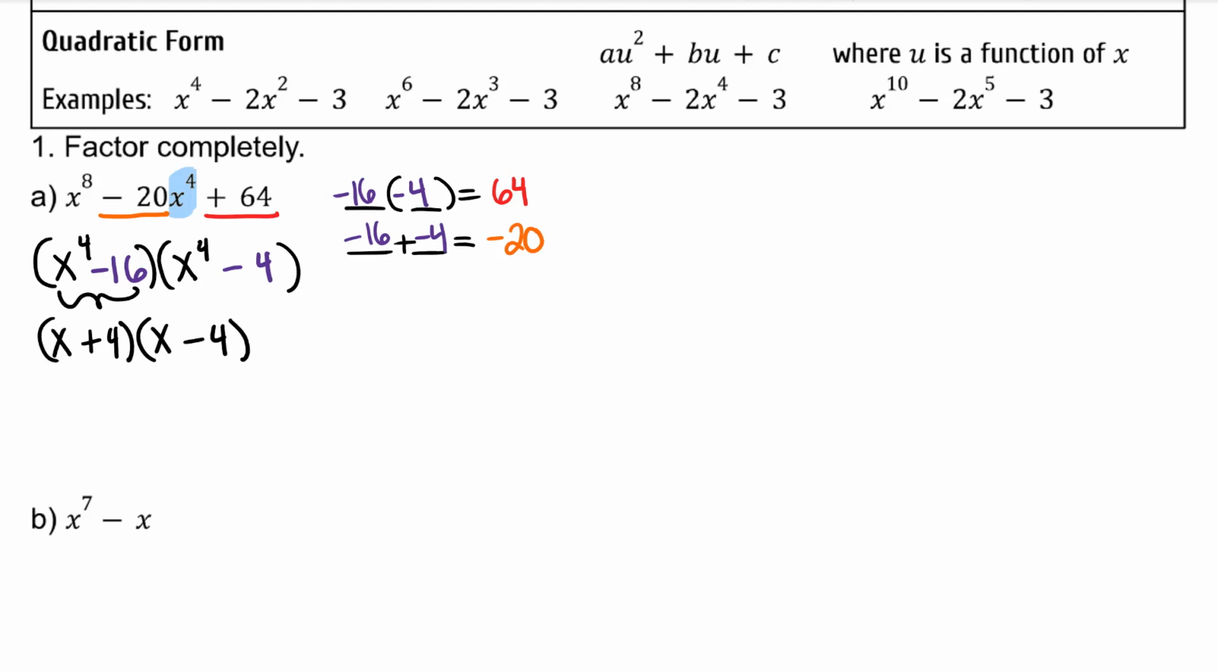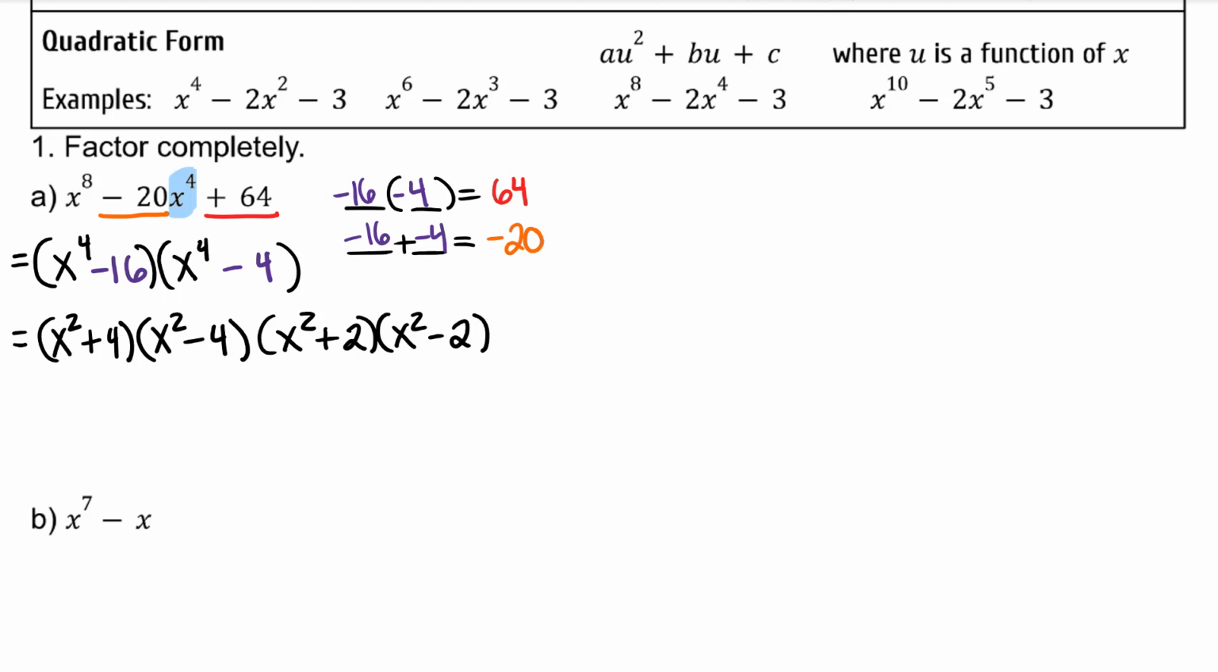Oh wait, not just x, the square root of x to the 4. So x squared. This binomial is also difference of perfect squares. So I will expand this one to be x squared plus 2 times x squared minus 2.